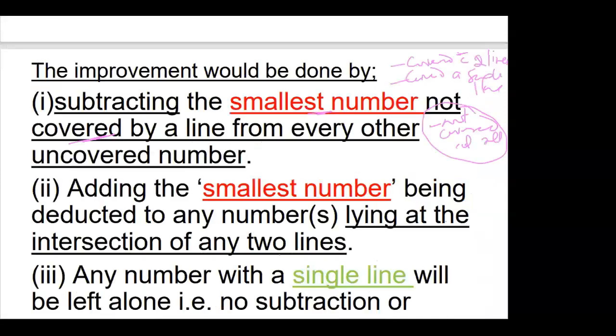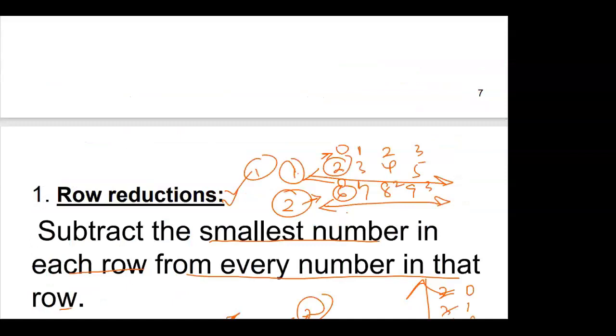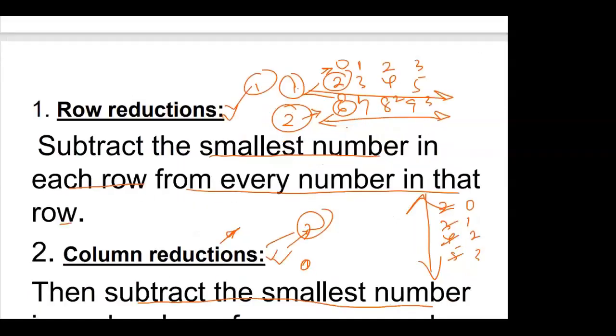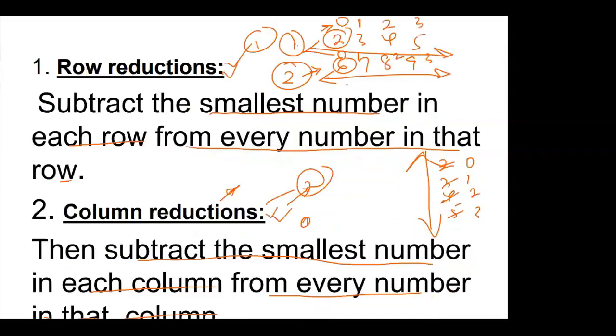Now, let's go to these steps. What is step number one? What do you call step number one? Row reduction. That is row reduction. And what do we call row reduction? Subtract the minimum, the smallest number in each row, from every number in that row. That is row reduction.